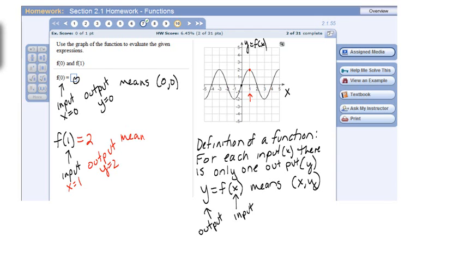Again, this means (1, 2) in our old ordered pair notation. So they're just trying to get you to write problems in this new notation. I hope that helps. So the answers are 0 for the first one and 2 for the second one.